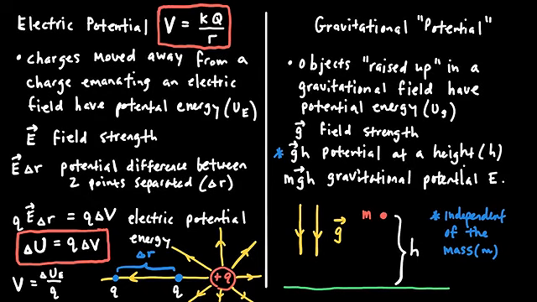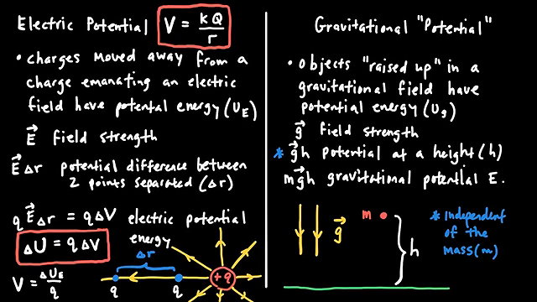And so the potential could be an important quantity because it's independent of the mass, but it still is relating to the location in a field and the strength of that field. And we'll see how that becomes important as we talk about electric potential. So charges moved away from a charge emanating an electric field have a potential energy UE.